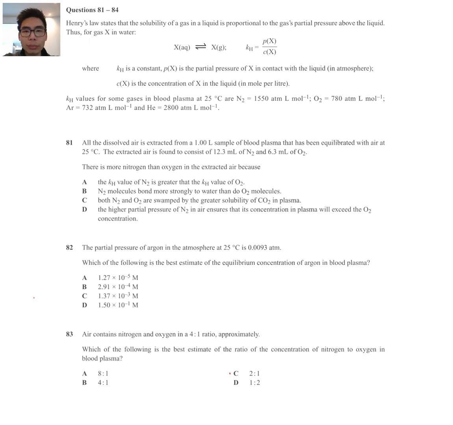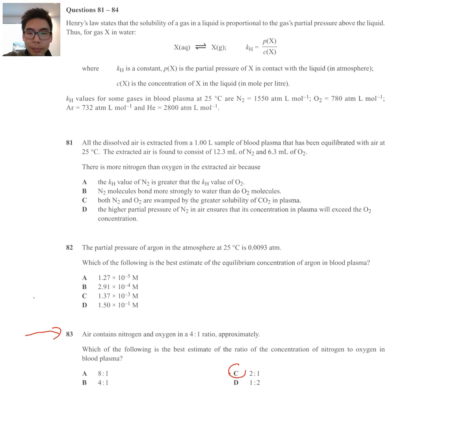So here we've got a question from Asa. I'm not going to go through the solution itself, but I'm going to show you how the questions can be linked. Let's go straight to 83. 83 says that air contains nitrogen and oxygen in a 4:1 ratio approximately. Which of the following is the best estimate of the ratio of the concentration of nitrogen to oxygen in blood plasma?